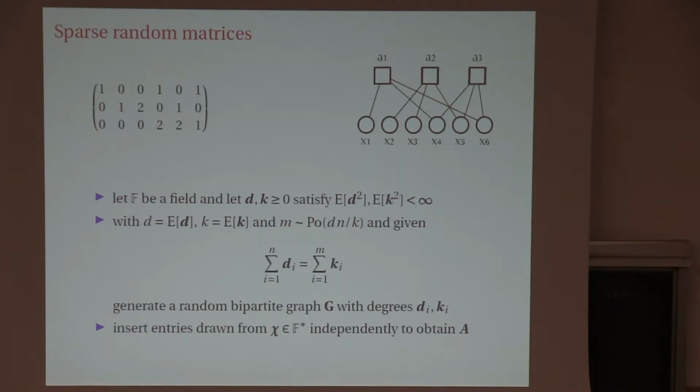To generate the entries themselves, we fix any field F, a finite or infinite field, something as simple as F2 or something as complicated as a function field over the complex numbers. And we draw entries corresponding to the edges of this graph from an arbitrary probability distribution chi on the non-zero elements of F. So again, we have the sparse random graph. The edges yield the position of the non-zero entries, which themselves are chosen independently from some distribution on the field F. Is anyone unhappy with the model?